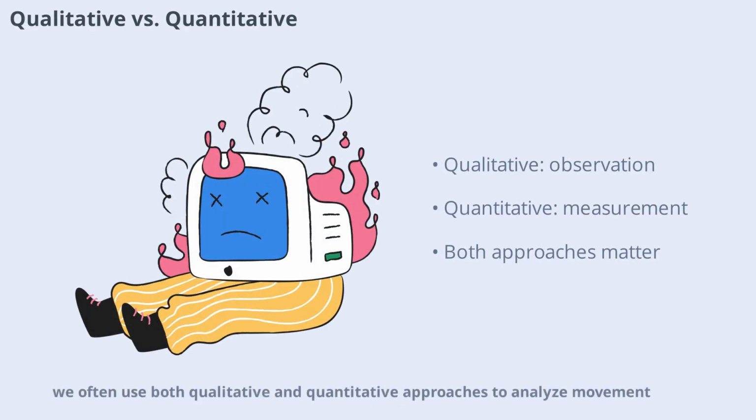In biomechanics, we often use both qualitative and quantitative approaches to analyze movement. Qualitative analysis involves observing the movement, noting patterns, and describing what happens. For example, a coach might watch an athlete and comment on their running form. Quantitative analysis, on the other hand, involves measuring and calculating specific values like stride length or ground contact time. Both approaches are valuable, and together they provide a comprehensive understanding of human movement.